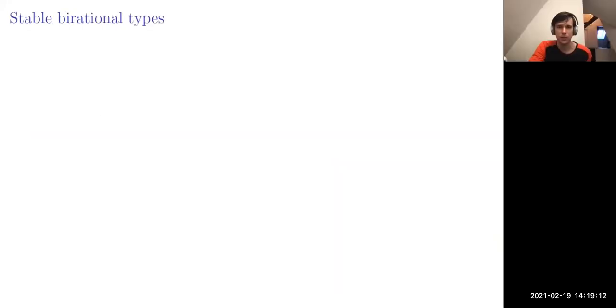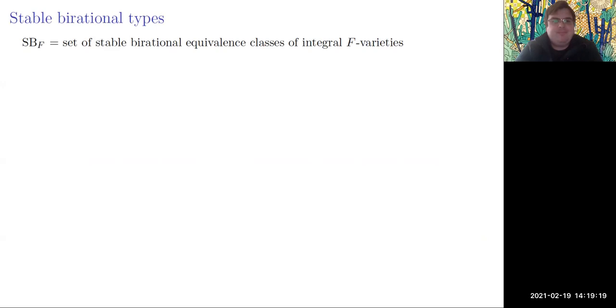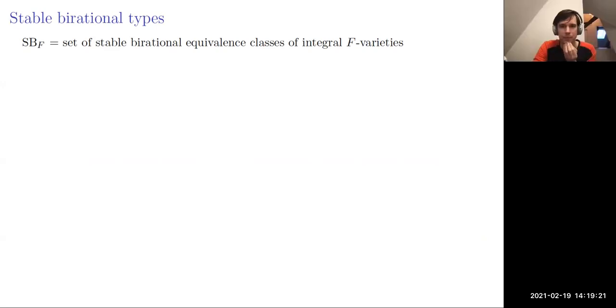Okay, should I go on maybe? Yeah. So just to explain what the specialization theorem is, let me define the set SB_F. So F is a field, and SB_F is the set of stable birational equivalence classes of varieties over F.